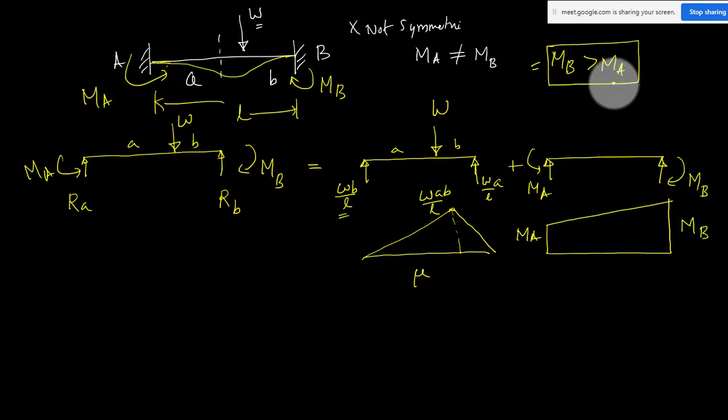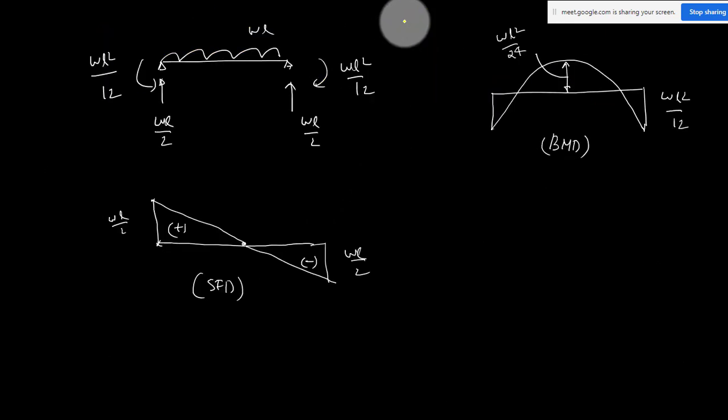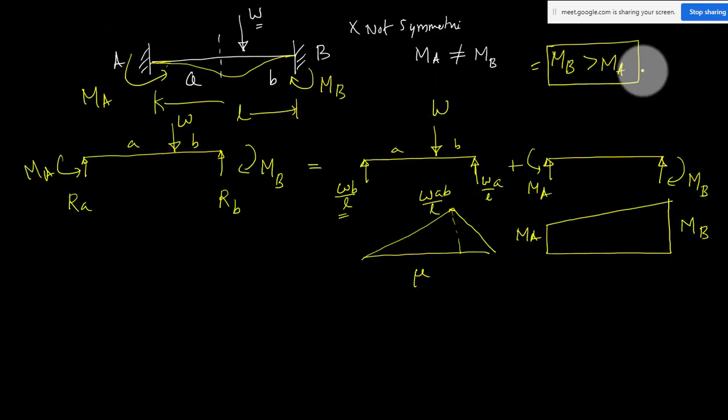But in the previous two problems, what was special was that Ma and Mb were equal. So the number of unknowns was only one, which is why we had to use only one equation. With the help of only one equation, we can solve for the value of the moment because there is only one unknown. But in this case, we have two unknowns, Ma and Mb, so we have to make use of two equations.